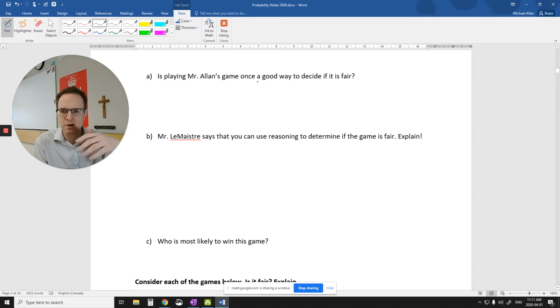So playing it, just an experiment, 10 trials, doing the game once. Is that a good way to decide if it's fair? It's probably not, because you're not going to get a situation where he gets 5 wins, I get 5 wins. If that's the case, then it's a fair game. Most likely someone's going to win, right? If someone's going to win, then it seems like the odds were in that person's favor for that experiment.